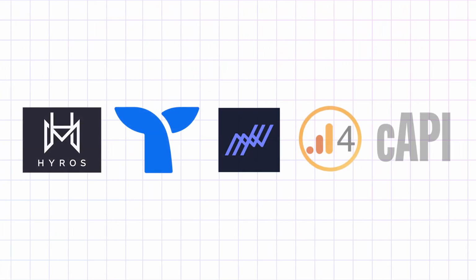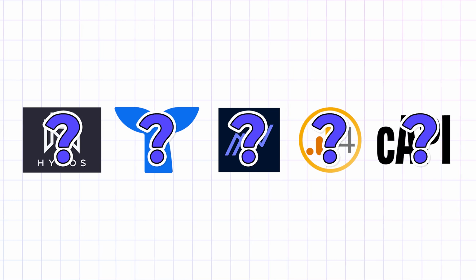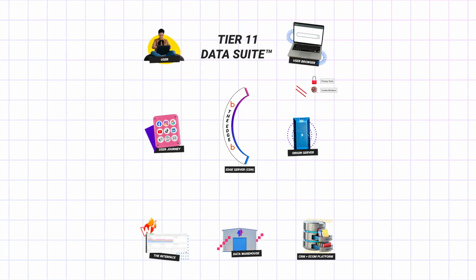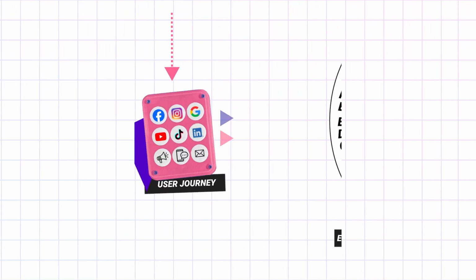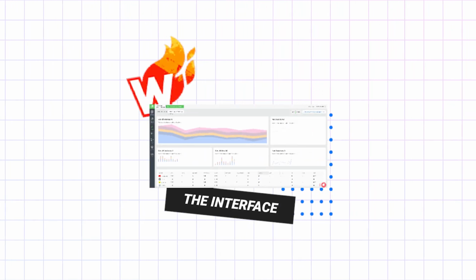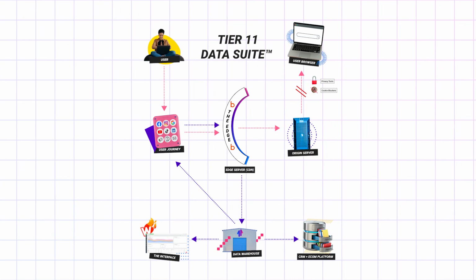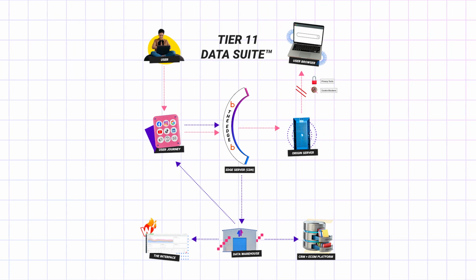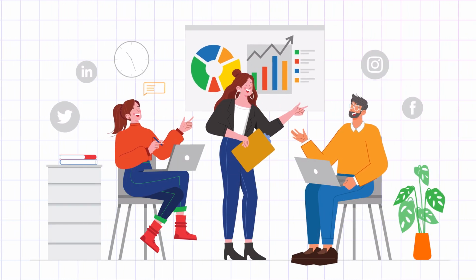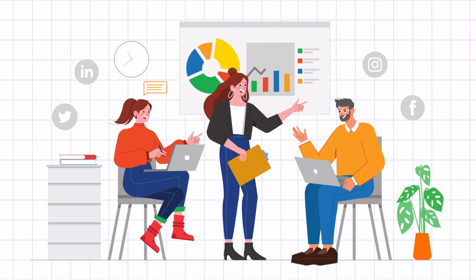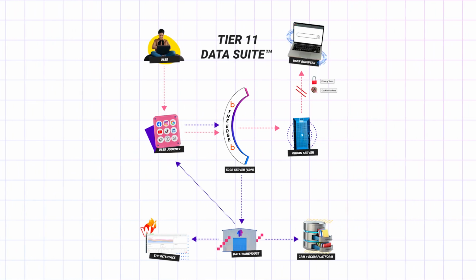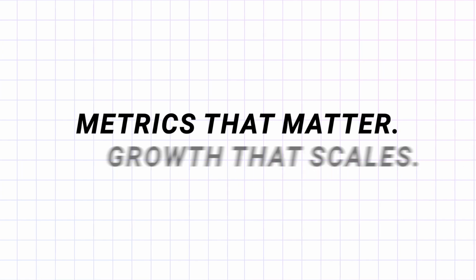This means other tracking systems have no idea who that user is or how she even got to your website. And you'd have no way to know which marketing efforts contributed to her buying those cool new shoes. But luckily, you've got Tier 11 Data Suite. Thanks to the combination of the Edge powered by Blotout, the Tier 11 Data Warehouse, and the interface powered by Wicked Reports, Tier 11 Data Suite captured all those user signals. So your marketing team is now empowered to make better decisions that actually scale your business. That's the Tier 11 Data Suite, metrics that matter, growth that scales.